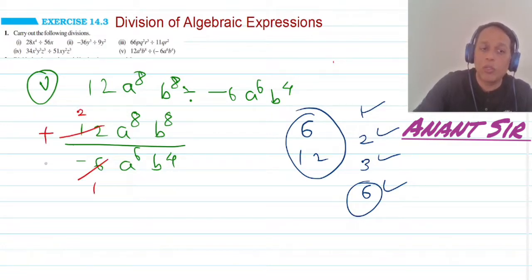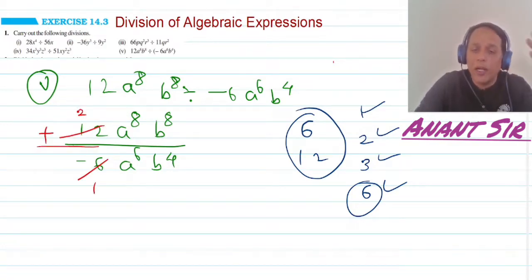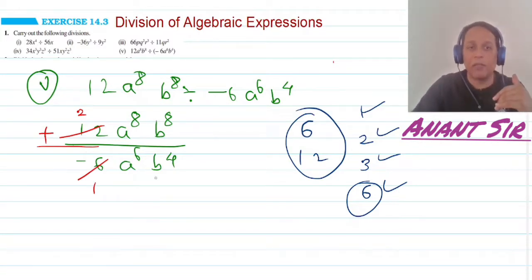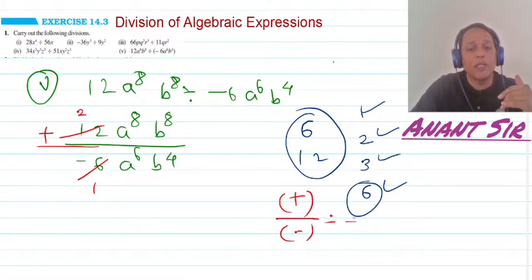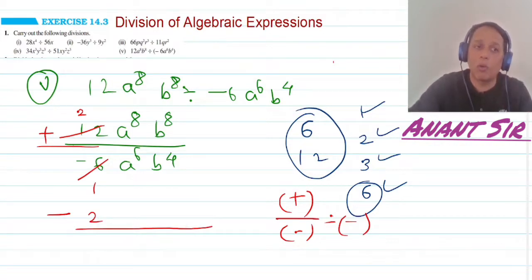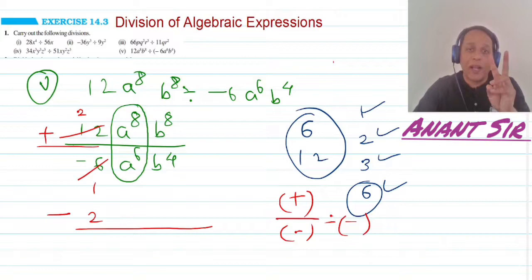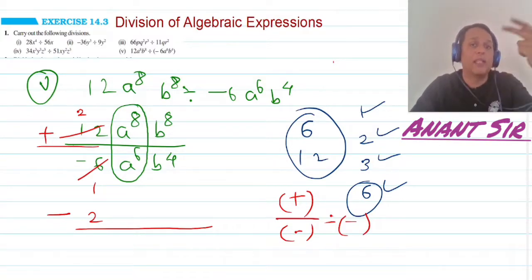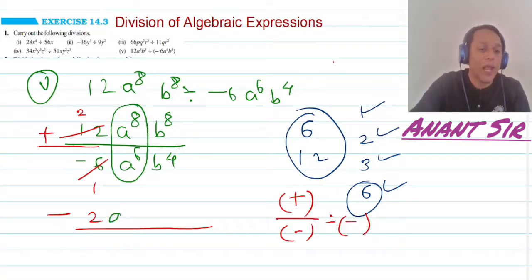What about the sign? It was positive in the numerator. No sign means positive, and negative in the denominator. Now we know that plus divided by minus is always minus. So our answer will be minus 2. Now what about the a and b? There are 8 a's in the numerator and 6 in the denominator. So there are 2 a's more in the numerator. So you will have a² in the numerator.